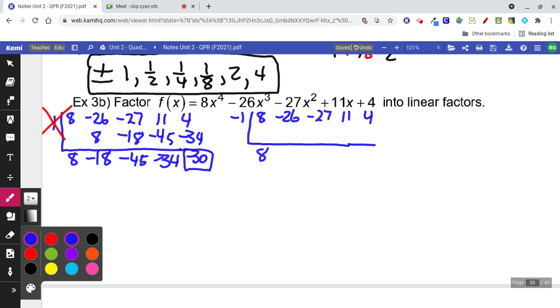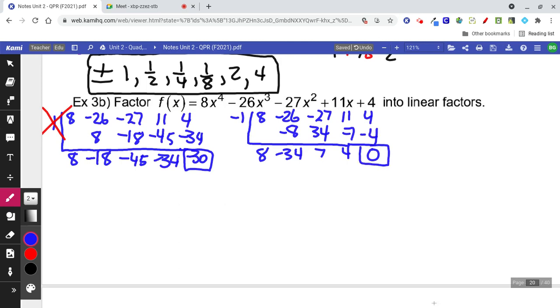Add down, and that's 8. Multiplies negative 8. Add down, negative 26 and negative 8 make negative 34. Multiply, negative 1 times negative 34 is positive 34. Add down 7, okay, maybe. Multiply negative 7. Add down 4, multiply negative 4, add down 0. Perfect. That's what I want. Check. Okay, that's good. That tells me that negative 1 is one of my zeros, or it also tells me that x plus 1 is one of my factors.